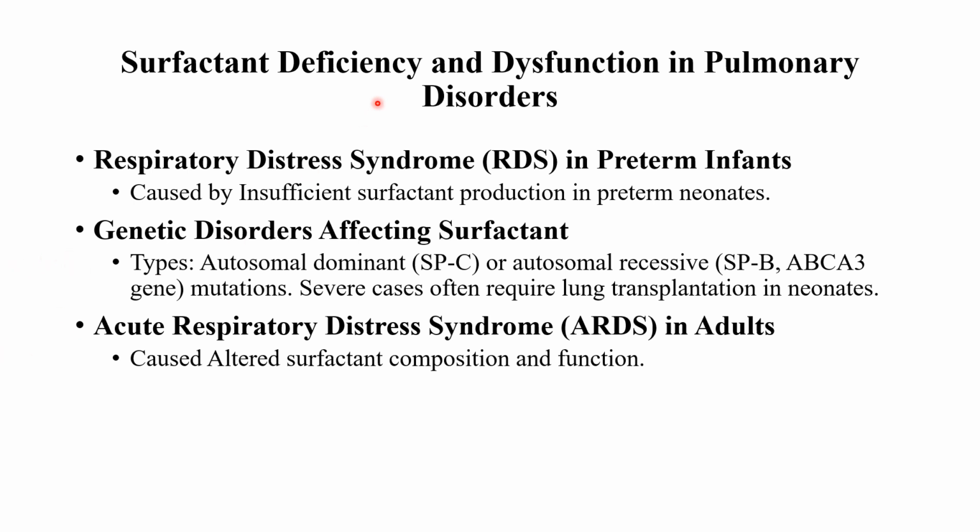So what happens if we have reduced production of surfactant or we have dysfunction of surfactant? The common one is what we saw in Noah, where we had the respiratory distress syndrome, where we have insufficient production of surfactant, okay? So the surface tension cannot be reduced and we are going to see the child presents with respiratory distress.